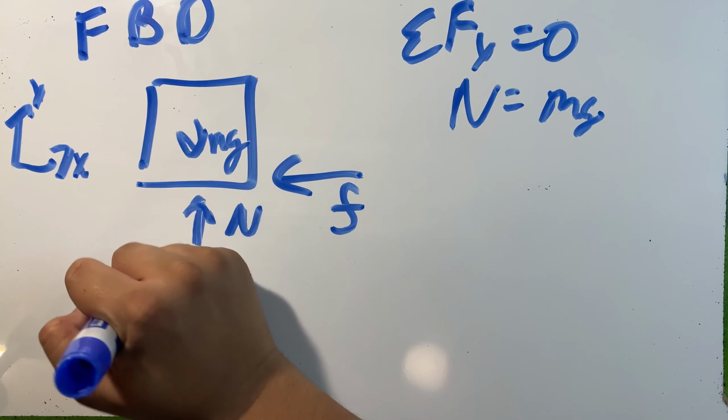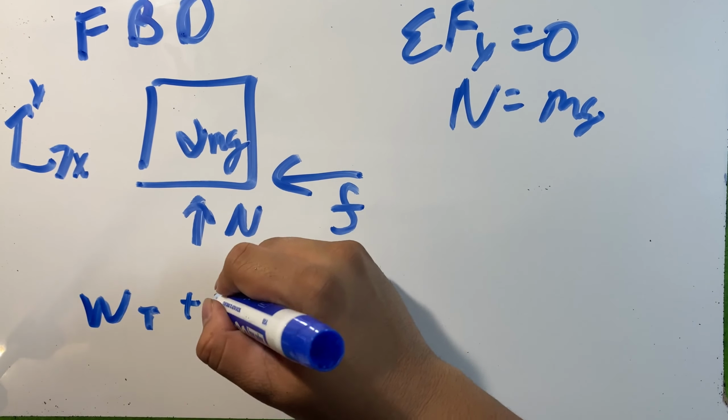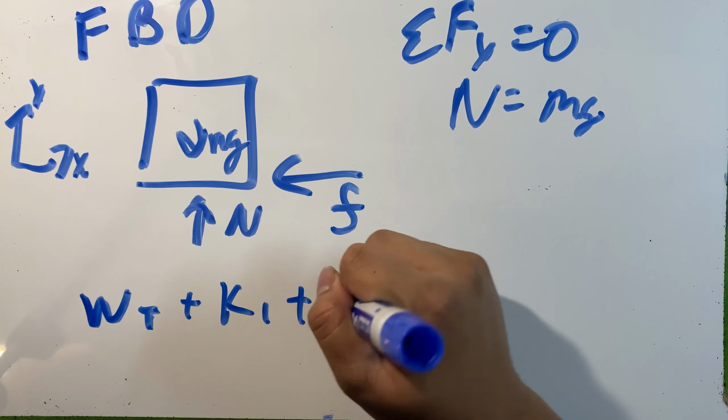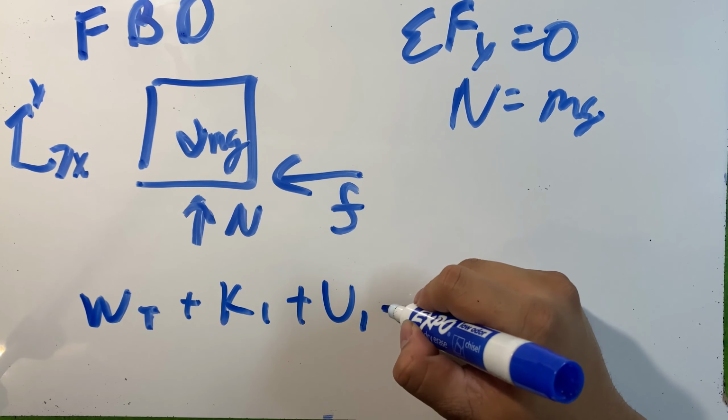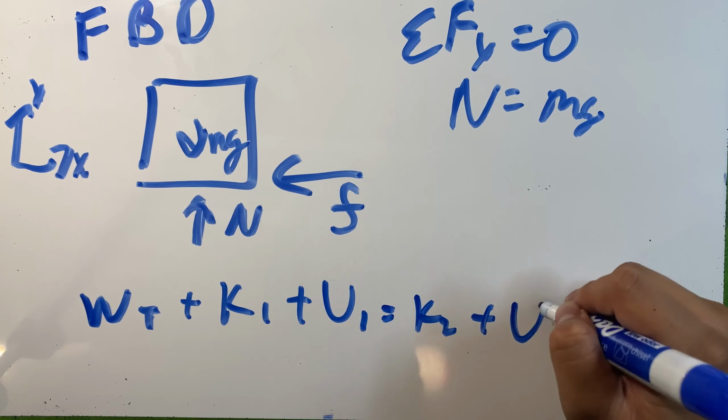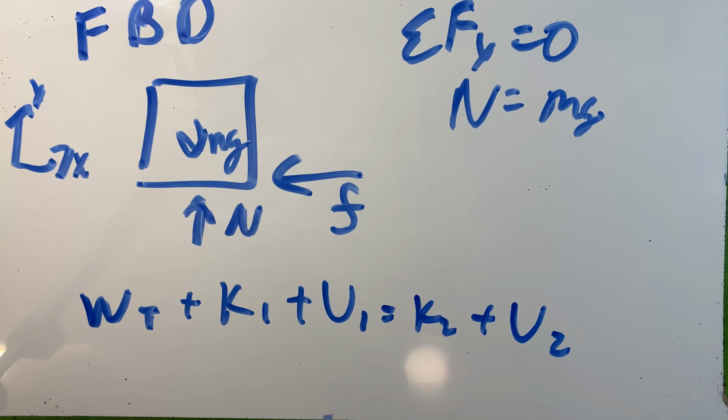Particularly, we're going to use W total plus K1 plus U1 is equal to K2 plus U2. Essentially, we already know what this means, but it's basically how energy is conserved.